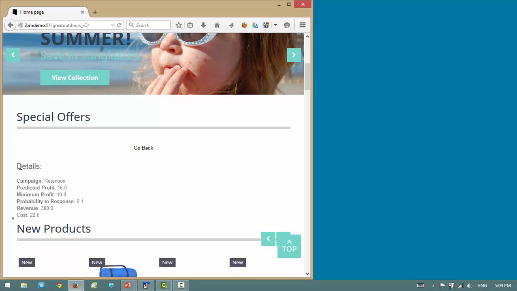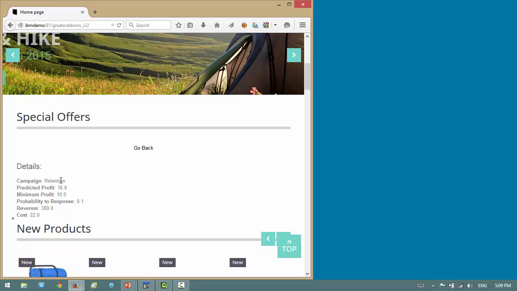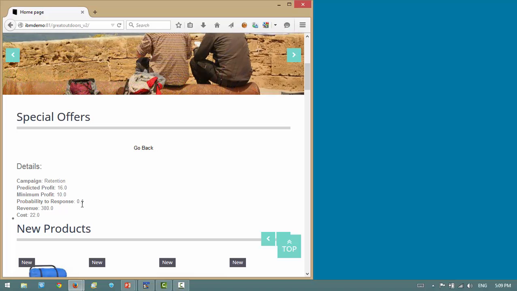These are data points coming to us from SPSS Predictive Analytics. So we can see that this particular offer, 30% off on sunglasses, is part of our retention campaign. It has a predicted profit of $16, a minimum profit of $10, a 10% likelihood to respond, and we can see the revenue and the estimated cost as well.